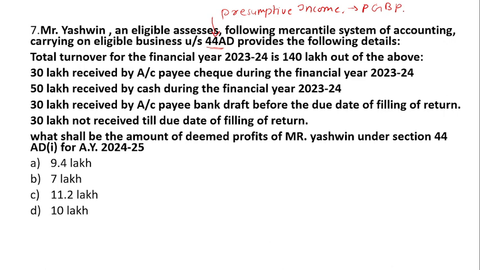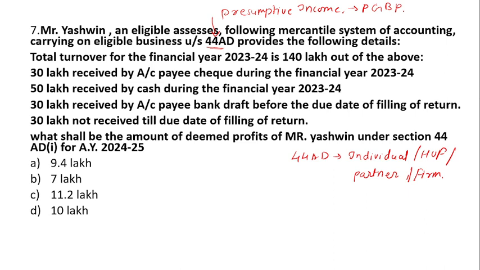Section 44AD is for presumptive income under business and profession. So Yashwin is an eligible assessee for business and profession. Who is eligible in section 44AD? Individual, HUF and partnership firm are eligible for section 44AD. So how are we going to calculate?